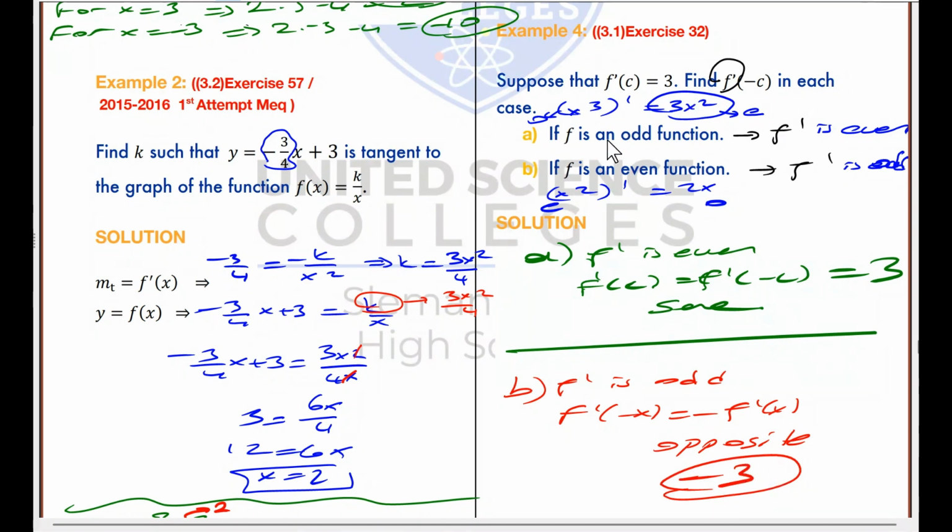First, you should know what kind of function your f prime is, and then use the relation. If you have an even function at the end, you get the same result as the given one. Odd function, you get the opposite result. That's it.